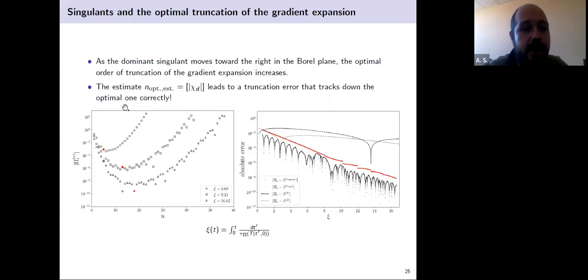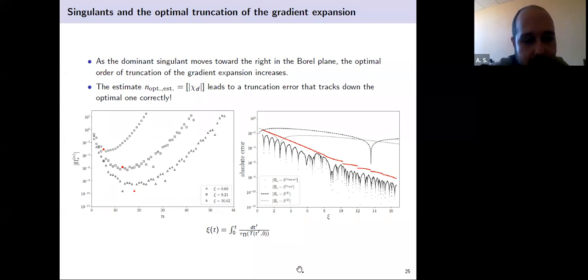And in particular, coming back to the point about optimally truncated gradient expansion that we were discussing in the first part of the talk, as the dominant singulant, meaning the singulant with the smallest norm, moves towards the right in the Borel plane, because you are flowing to the future along a particular flow line, the optimal order of truncation of the gradient expansion is going to increase. And in fact, if you estimate what this optimal order of truncation is based only on the dominant singulant, you are going to be led to an approximation whose truncation error tracks down the optimal one correctly. So here you have an example. Here we are following an observer moving along a particular flow line in an explicit solution of the BRSSS theory equations of motion.